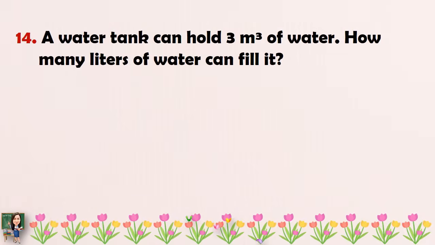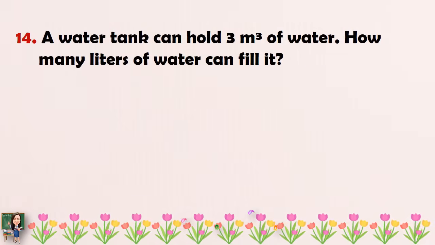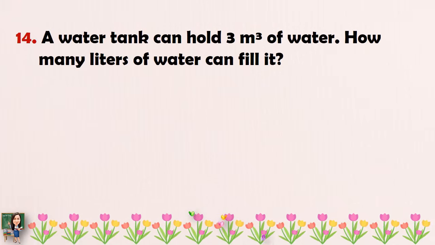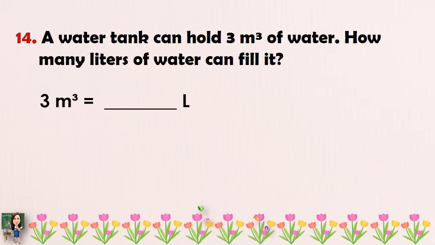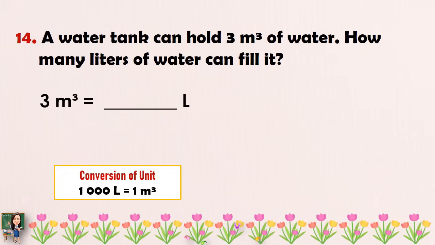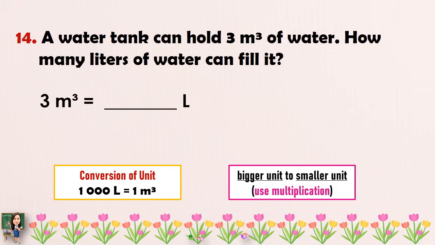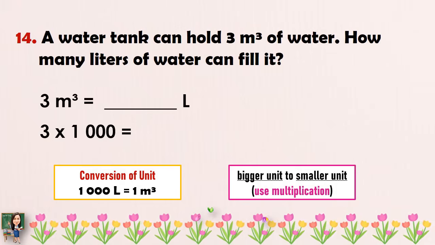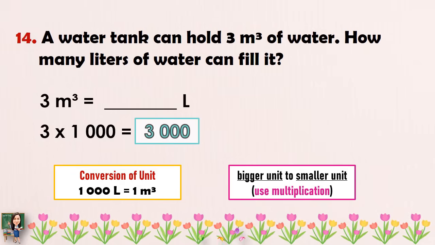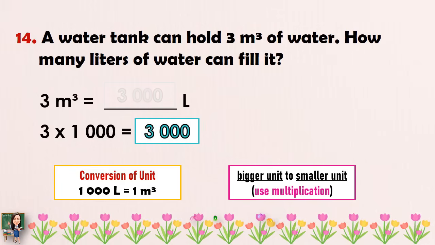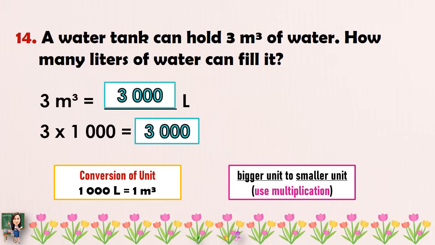Number 14. A water tank can hold 3 cubic meters of water. How many liters of water can fill it? 3 cubic meters is equivalent to how many liters? In every 1,000 liters, there is 1 cubic meter. To convert bigger unit to smaller unit, use multiplication. So 3 times 1,000 equals 3,000. Therefore, 3 cubic meter is equivalent to 3,000 liters.